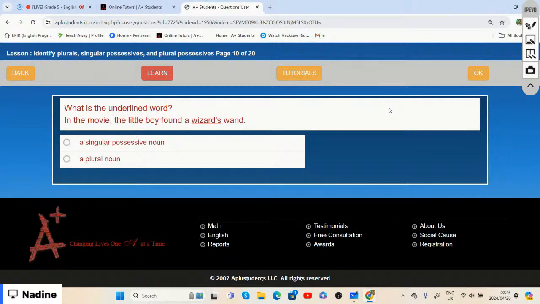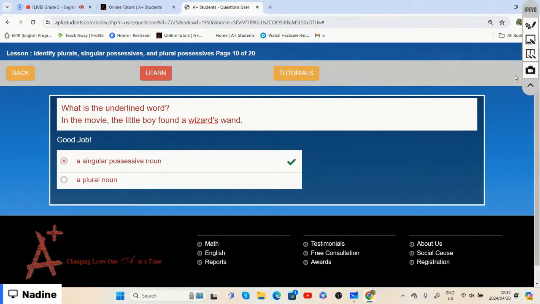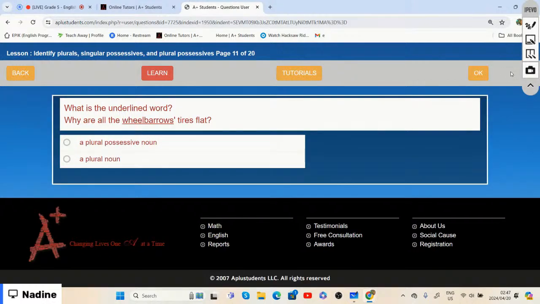All right. So wizard's wand, right? Which means that this wand belongs to the wizard, right? So in the movie, the little boy found a wizard's wand, a wand that belongs to a wizard. So we can say this is a singular possessive noun. Yes, exactly. And it makes you think of Harry Potter with the wand, right?